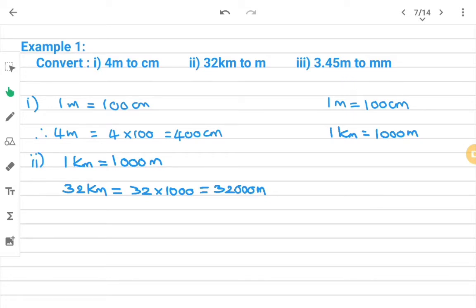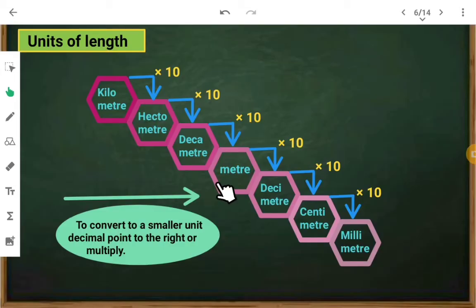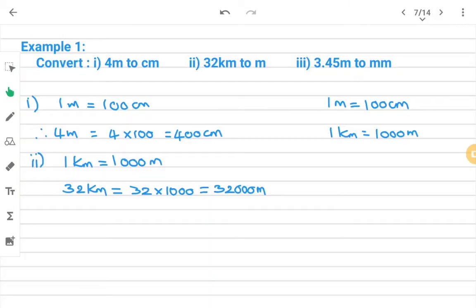And next, the third subdivision is 3.45 meter to millimeter. Meter to millimeter, how many jumps are we making? 3. Therefore 1 meter is equal to 1000 millimeter. The third subdivision is given as 3.45 meter to millimeter, right?